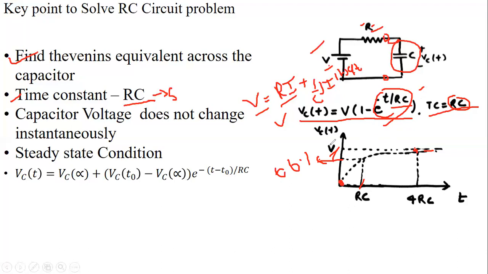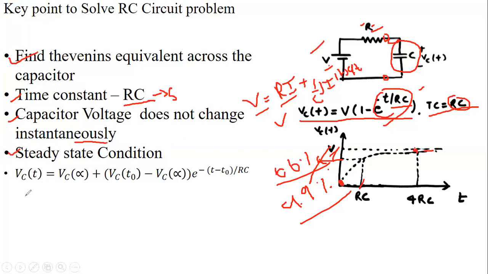So this is approximately 99% of maximum value. So in one time constant, the capacitor is charged approximately 63%, and in 4 time constants, it will charge up to 99%. So the key points to solve the RC circuit: first, make the Thevenin equivalent; second, find the time constant; third, the capacitor voltage does not change instantaneously, meaning VC(t minus) equals VC(t plus). And the last point is very important.